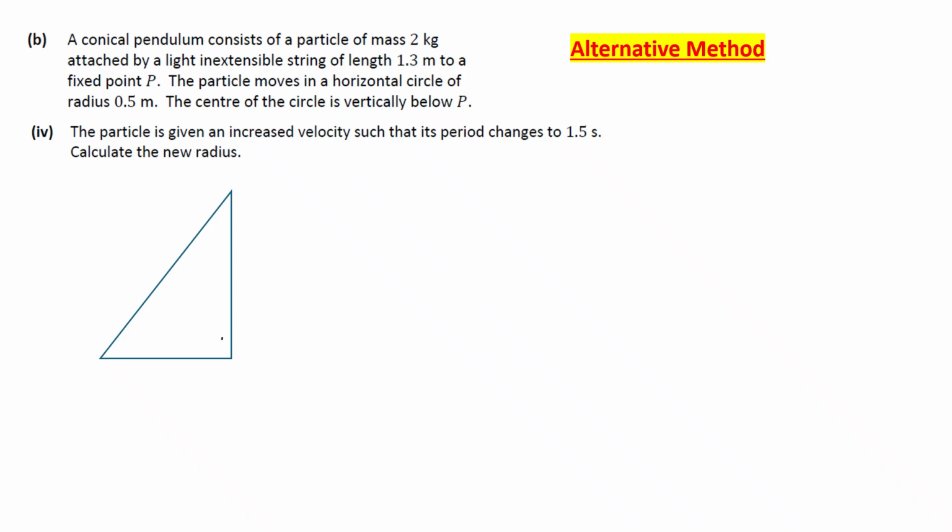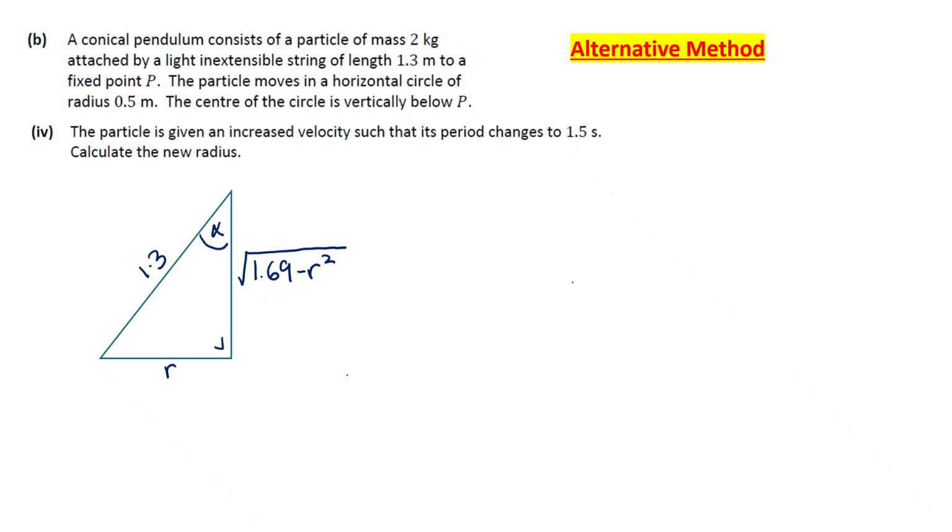So I'm going to start with my triangle to represent the pendulum. My 1.3 here is the length of the string that hasn't changed. I have my r, which is the radius I'm looking for. Let's call this angle alpha, just like in the last method. And this works out as the square root of 1.69 minus r squared. That's just using Pythagoras to rearrange.